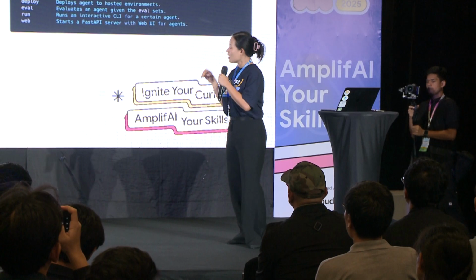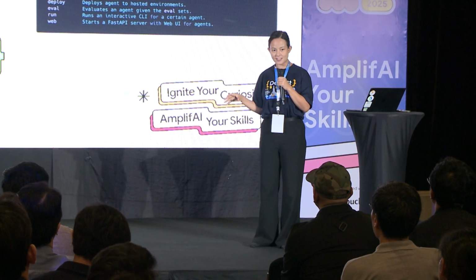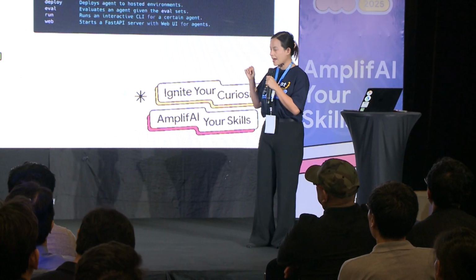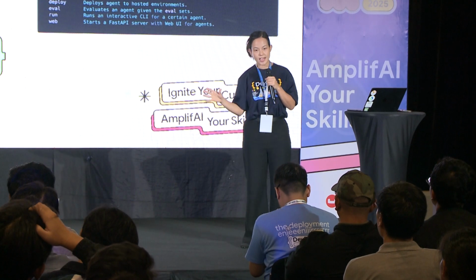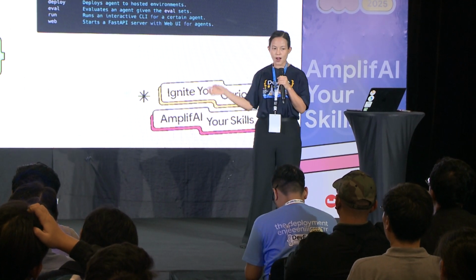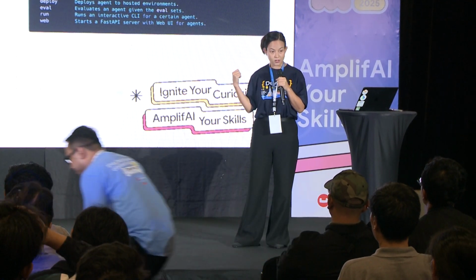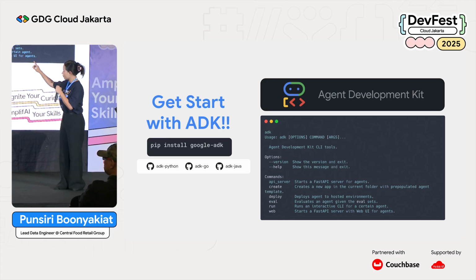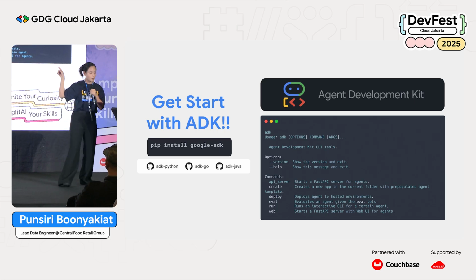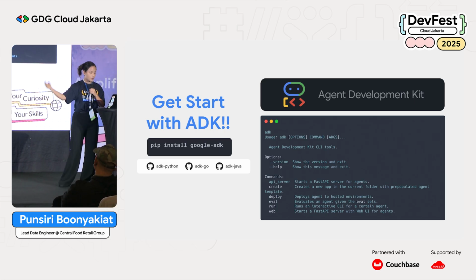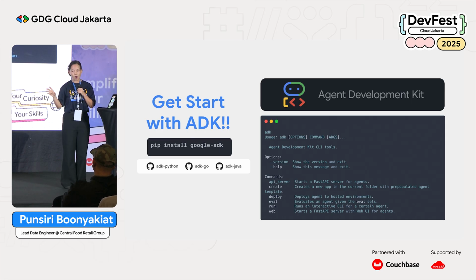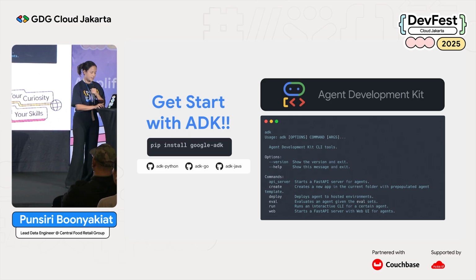It's very simple. When you first start, you just need to run pip install google-adk, and then you will get the ADK command in your terminal. In your terminal you can type adk, and it will show a lot of commands: create agent, deploy agent, evaluate agent, or adk web to start up the agent simulator.